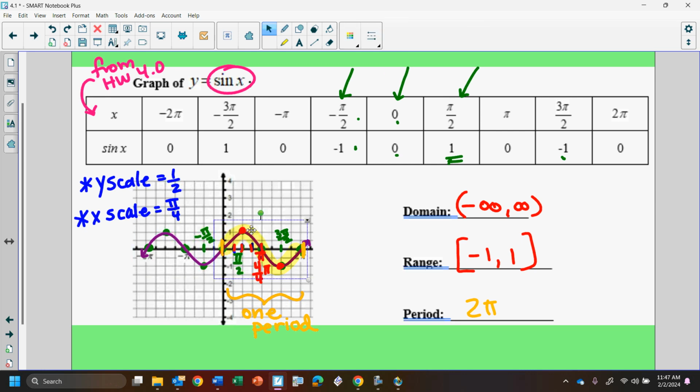Get my highlighter in here. It's not going to let me move it. The highlighted part just repeats over and over. Okay, math? All right. Let's take a look at our next graph.